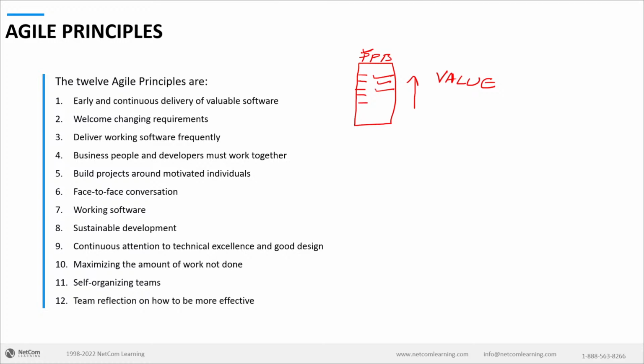Business people and developers must work together. Business people, this entity is generally represented by the product owner. Developers, this entity is normally represented by the development team. So when we say project team in Agile, it is going to be the product owner plus Scrum Master plus the development team. They are all included.